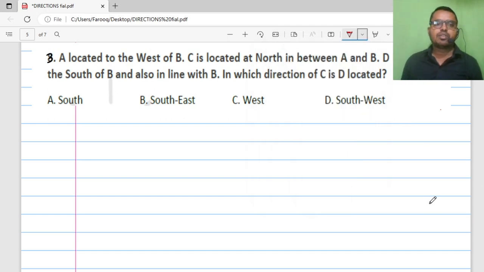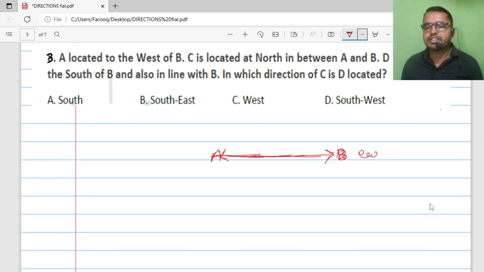A is located to the west of B. So first, A is located in the west of B. West means in this direction. B is here in the east direction. A is located in the west of B, so B must be in the east direction. B is in the east direction and A is in the west direction.